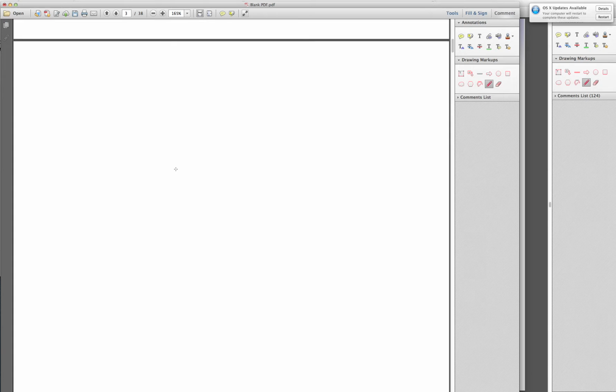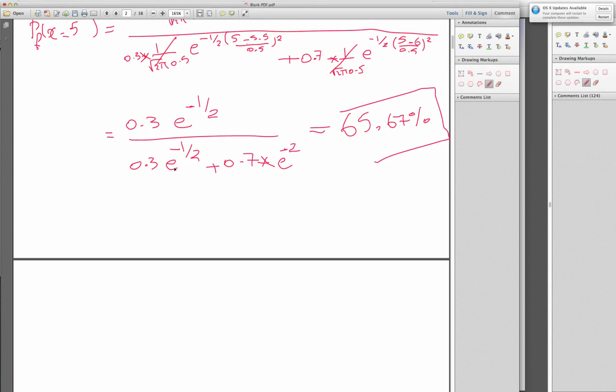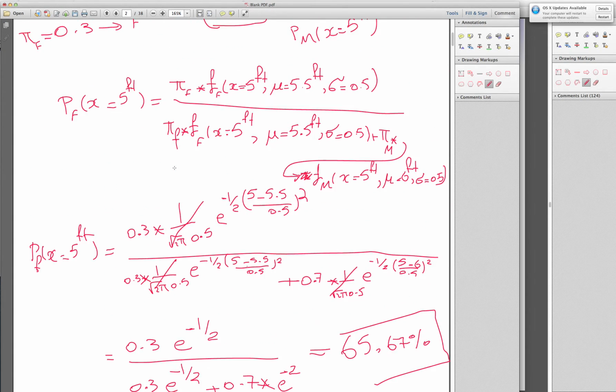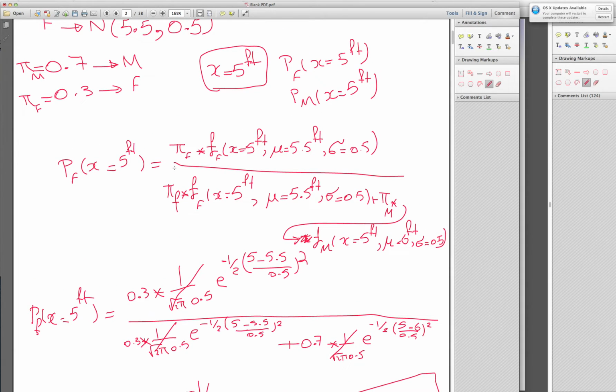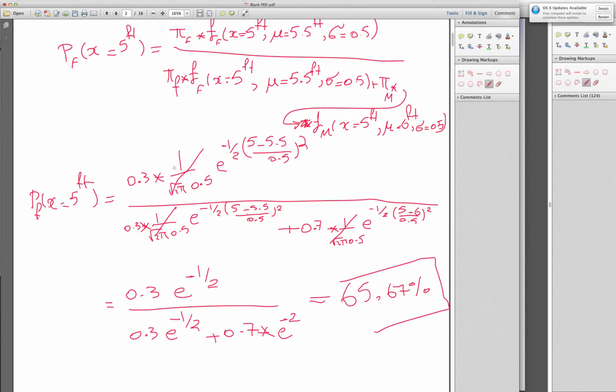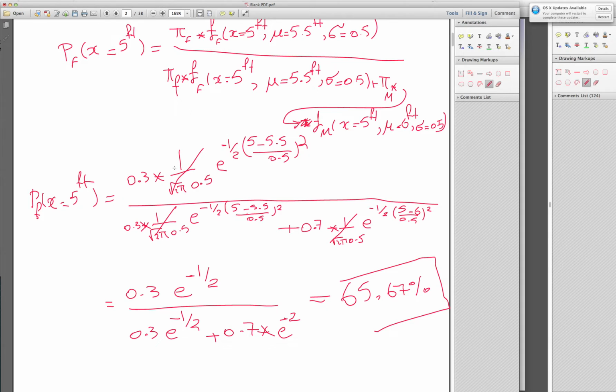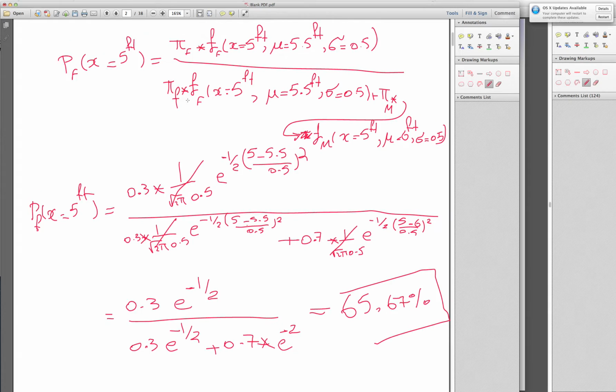Now the second question I have is, what is the boundary of our decision? For 5 feet, we were extremely sure that that person is female. Now, how can we find a boundary by which to decide whether we are dealing with a female or male? So what is the X that gives you a 50% chance? So let's look at this formula here.